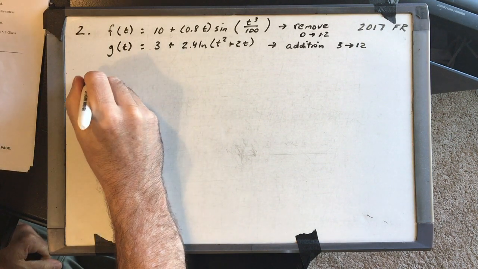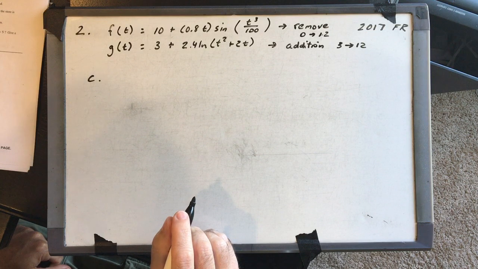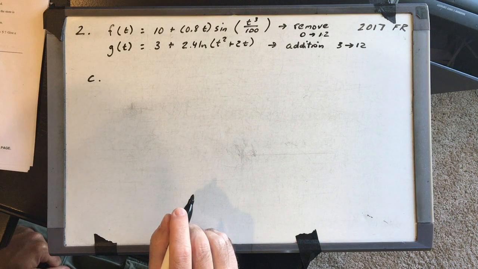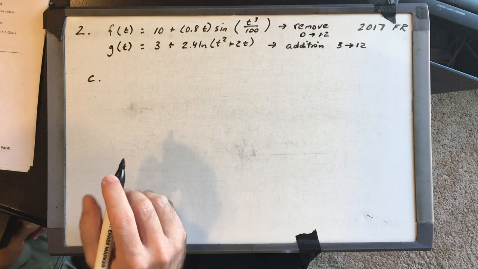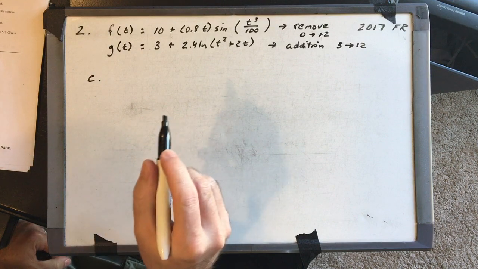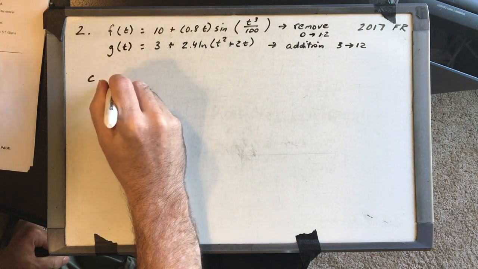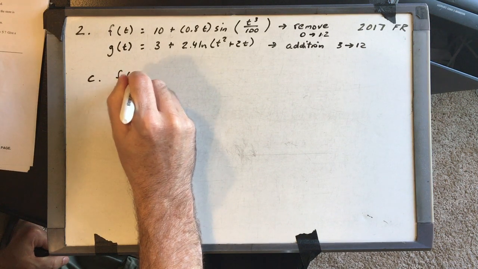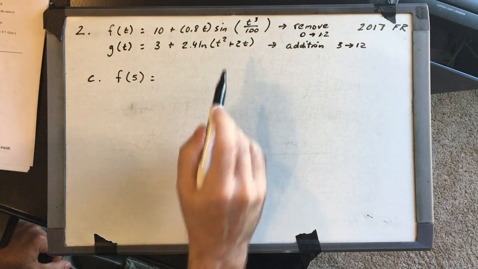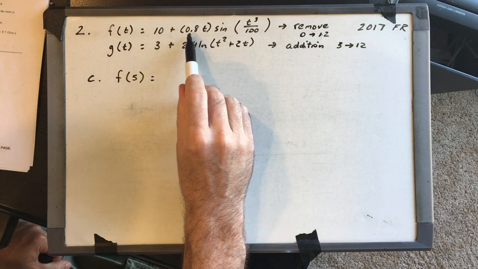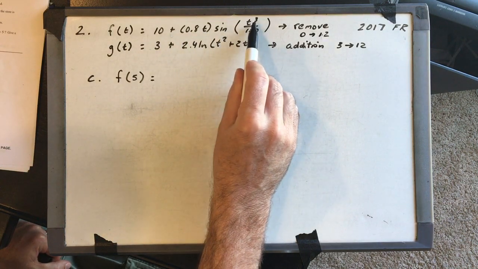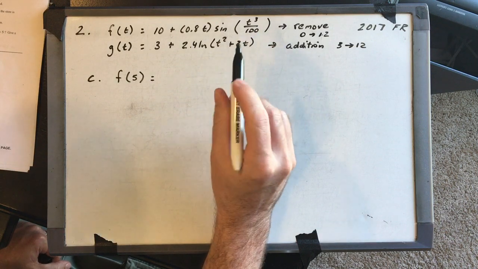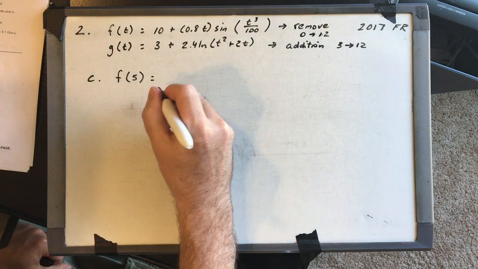Okay, part C says, is the number of pounds of bananas on the display table increasing or decreasing at time t equals 5? And then you have to give a reason for your answer. Okay, well, you know that bananas are being removed by the function f of t. So let's find f of 5. Okay, so you're just going to plug that straight into your calculator. 10 plus 0.8 times 5 times the sine of 125 over 100, right? Plug that in. You'll get f of 5 is 13.8.